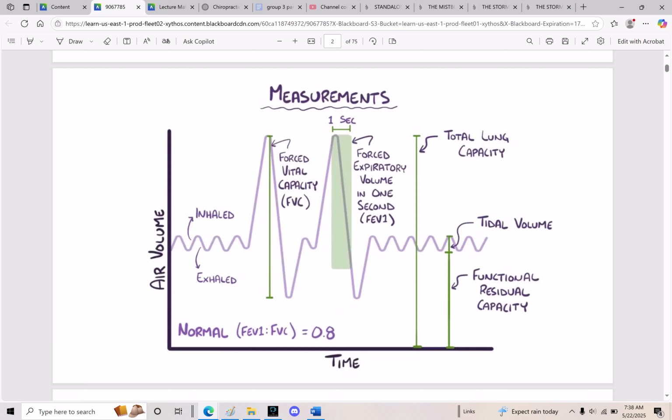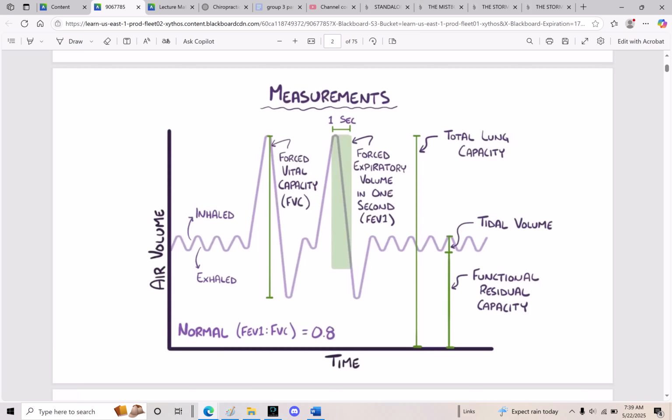Make sense? Everybody's good? Okay. But from all these nonsenses, I want you to just remember two: the vital capacity and the forced expiratory volume, okay? So these are the ones that we're going to talk about, okay?